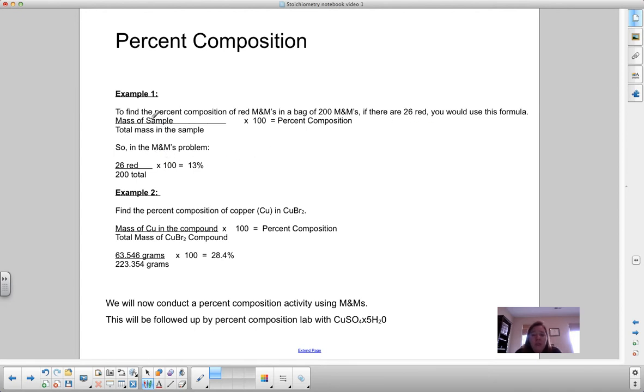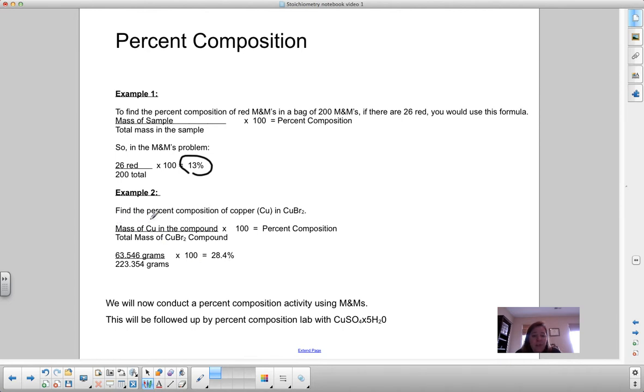So you're just going to use this formula with percent composition. You take the mass of the sample, and then you're going to take the total mass of the sample, and then you're going to multiply that by 100%. Okay, so for this particular example, we didn't really actually have a mass. We're just going to go by the colors of the M&Ms. So we had 26 that were red, and we had 200 in total. Multiply that by 100. That means that 13% were red in the bag. Okay, not too hard. You've probably been doing this since 5th grade math. Okay, so let's relate this information to chemistry.